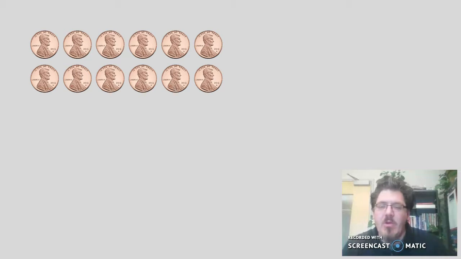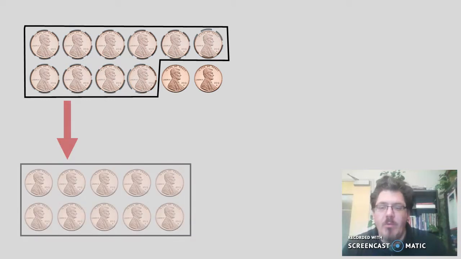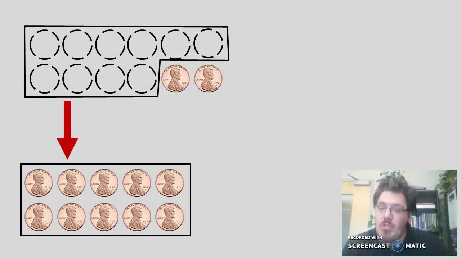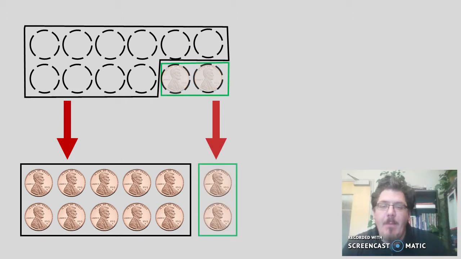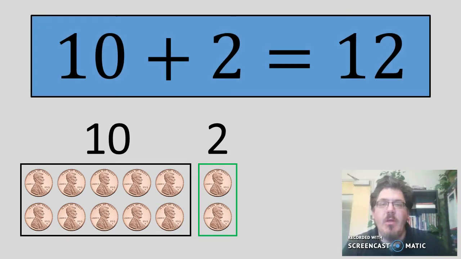Now, from the group of 12 pennies, have your child count out 10 pennies and put them into their own group. There should be 2 pennies left over. By doing this, we just decomposed the number 12 into 10 and 2. In other words, 10 plus 2 equals 12. As an equation, this situation would be written as 10 + 2 = 12.